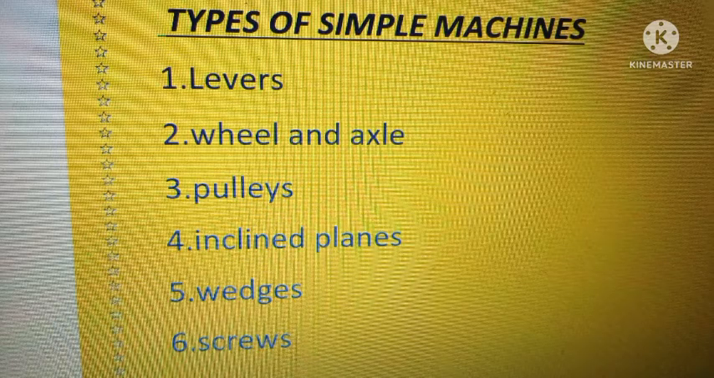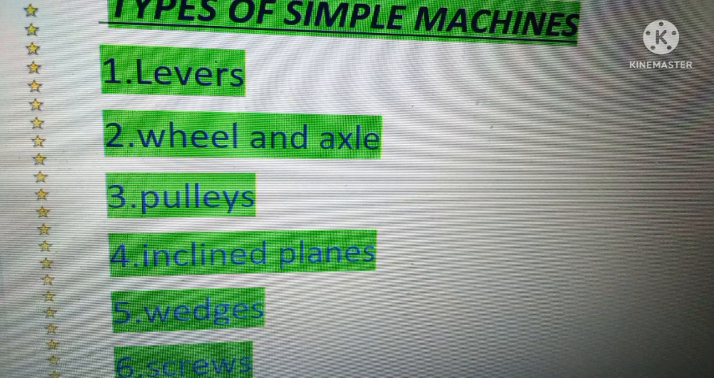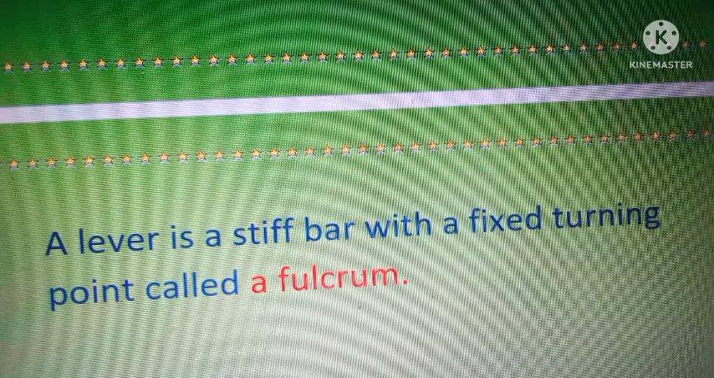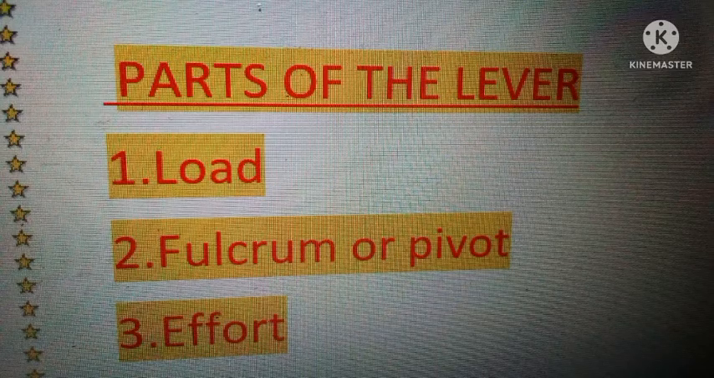Types of simple machines. Dear learners, we have 6 types of simple machines. Number 1 is levers. Number 2, wheel and axle. Number 3, pulleys. Number 4, inclined planes. Number 5, wedges. Number 6, screws.